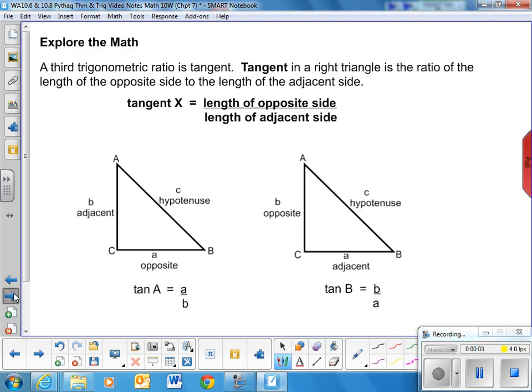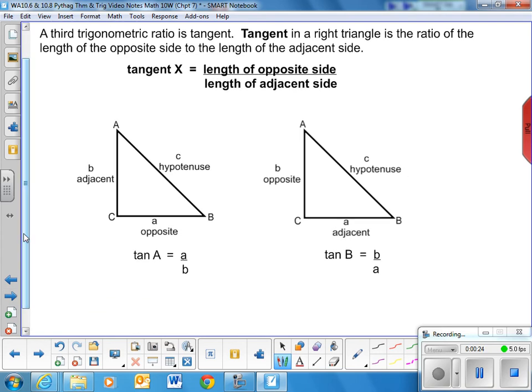Tangent ratio. A third trigonometric ratio is tangent. Tangent in a right triangle is the ratio of the length of the opposite side over the length of the adjacent side. So tangent of x is equal to the length of the opposite over the length of the adjacent. So let's have a look at our two pictures below.